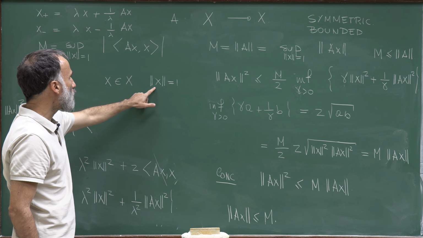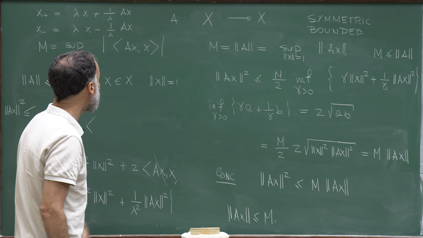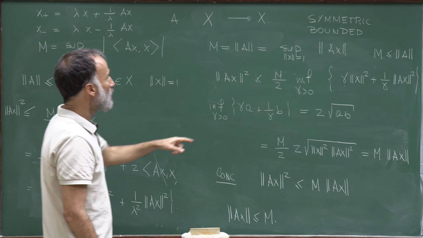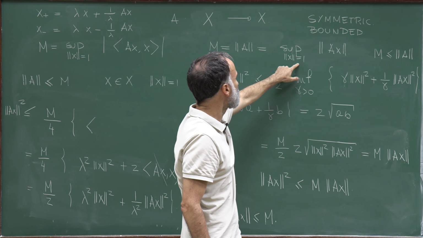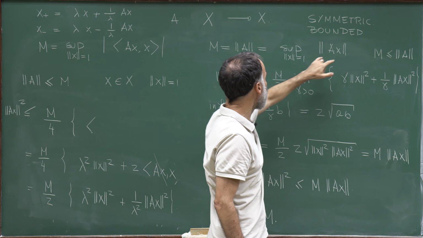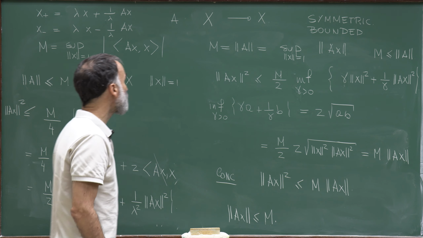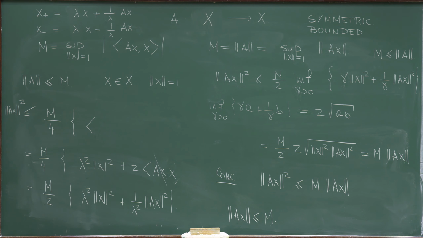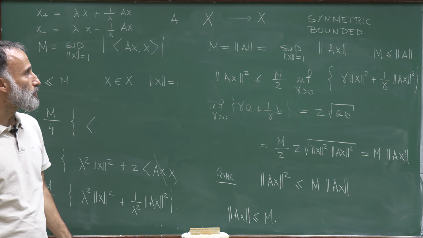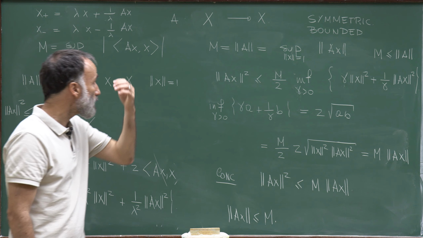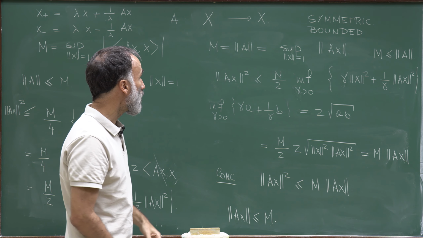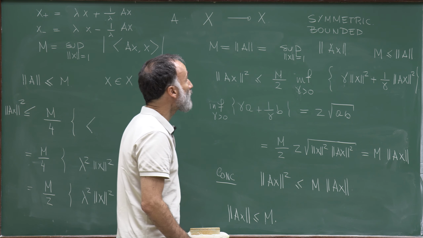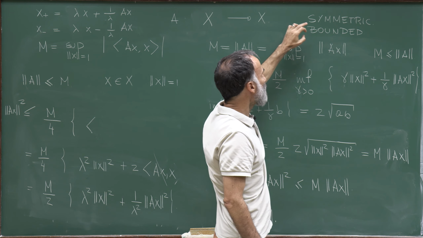And since this holds for all x whose norm is equal to 1, what I proved is that the supremum over all x whose norm is equal to 1 of the norm of ax is bounded by m, which means that the norm of A is bounded by m, and this is exactly what we wanted to prove. So this completes this lecture, and in the next lecture, I will start to talk about symmetric compact operators.